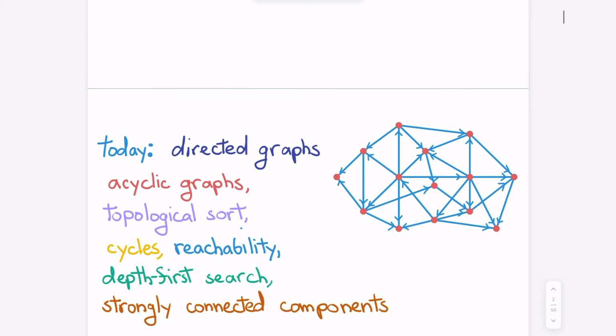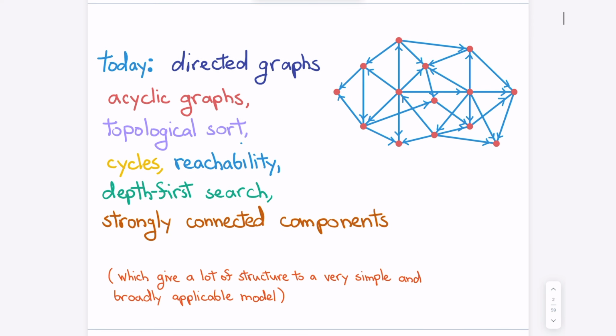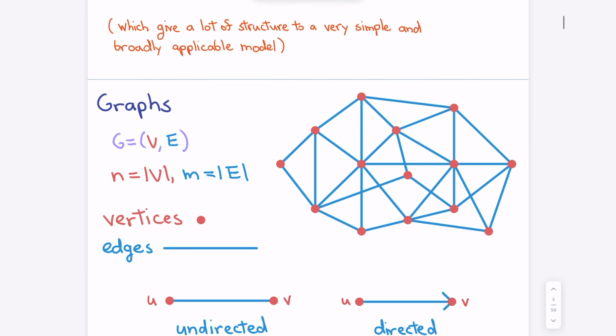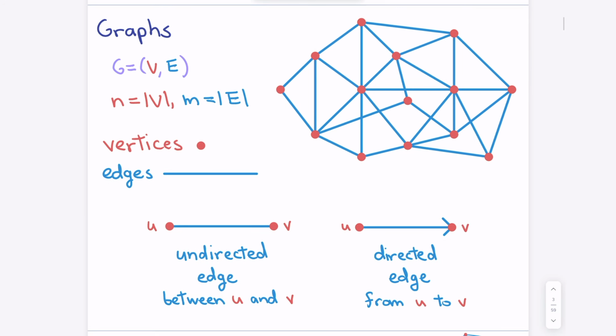So we're going to talk about searching and sorting graphs today. We sorted numbers. Now we're going to sort graphs. We're going to talk about directed graphs in particular. We'll talk about acyclic graphs. We'll talk about something called topological sort, cycles, reachability, depth first search, strongly connected components. Many of these words you might have at least heard of before. Okay, good. Okay, so I can't skip definitions.